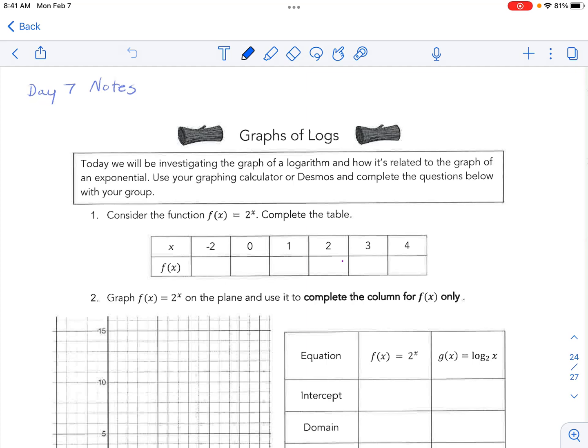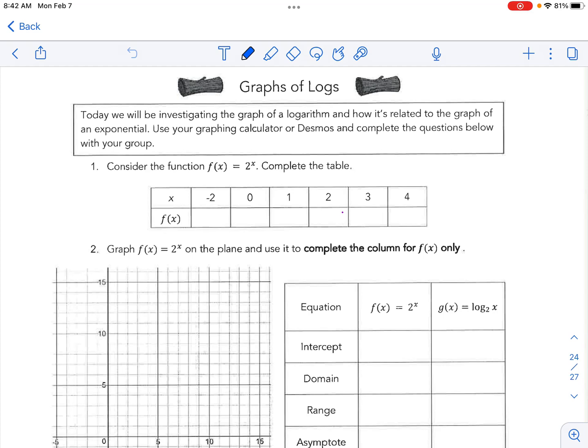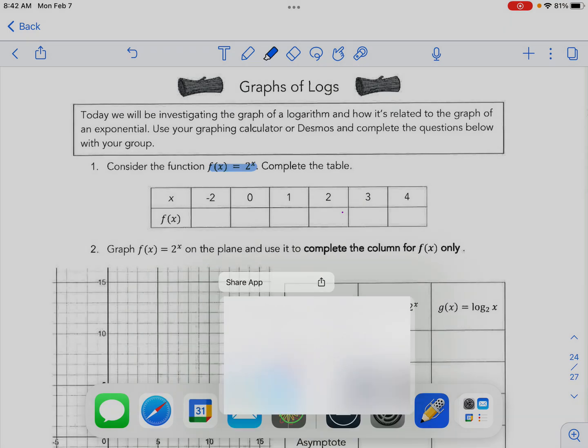These are notes for day 7, and we are looking at graphs of logs. So we've done this before where we've looked at graphs of specific functions, and then we underwent transformations. We're going to do the same thing here. But first we need to look at graphs of just like a parent function, a parent type of function. So before we jump into logs, we are going to look at the exponential function 2 to the x.